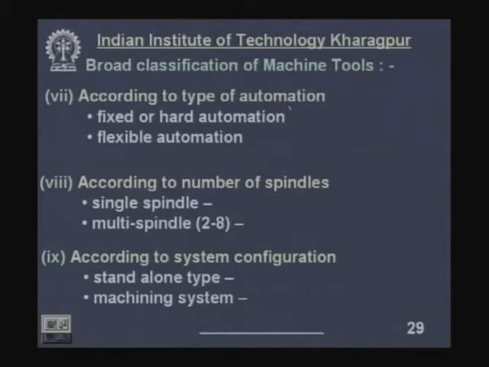Then according to type of automation, it can be fixed or hard automation. Most of the common machine tools that you see are fixed or hard automation, which produce only one particular type of job. If you change the job, then a lot of changes have to be incorporated into the machine tool. It is very expensive and this will take a lot of time. Flexible automation is the modern concept where the changeover of the job can be very quickly accommodated by using the computer or numerical control machine tool.